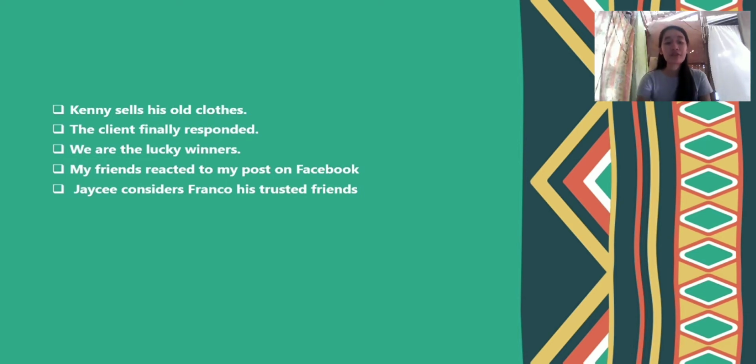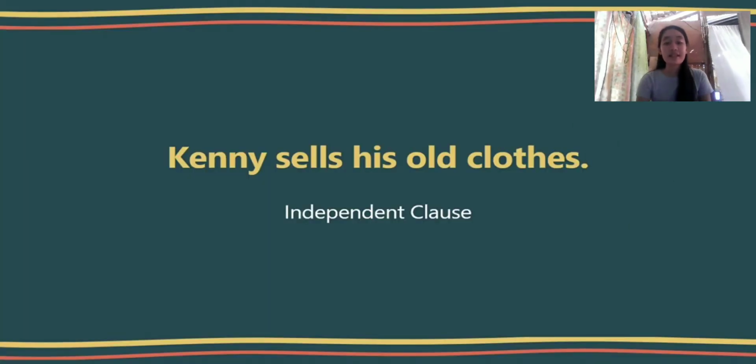Okay, in our first example, Kenny sells his old clothes is an example of an independent clause. Why? Because it includes the subject and verb that express the complete thought.